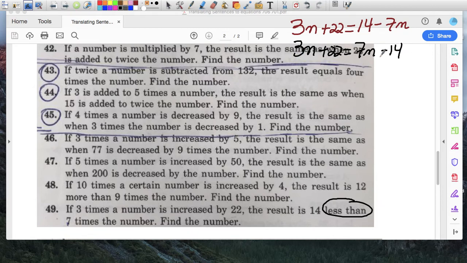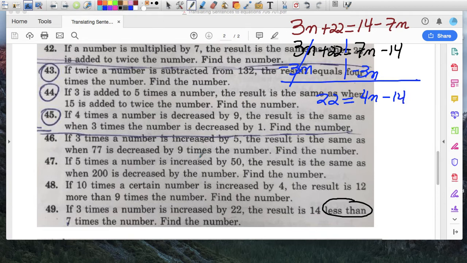Pick a variable, either 3n or 7n. One of them has to go. So I'm going to actually get rid of the 3n on top. So I'm going to do minus 3n on this side. And again, let me make that line here. And I'm going to do minus 3n on this side. 3n minus 3n is 0, so that goes. 22 comes down. 7n minus 3n is 4n minus 14.